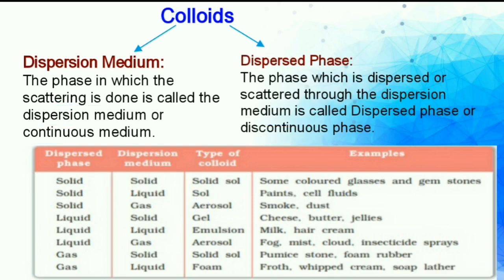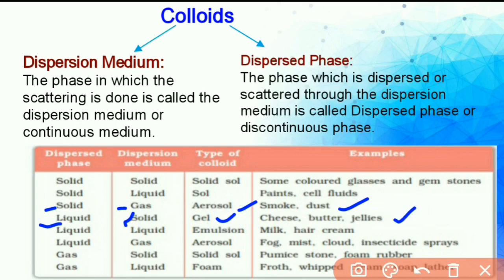Next, when the dispersed phase is solid and the dispersion medium is gas, the colloidal system is called aerosol. Examples are smoke and dust. When the dispersed phase is liquid and the dispersion medium is solid, the system is called gel. Examples are cheese, butter and jellies. When the dispersion medium and dispersed phase are both liquid, the system is an emulsion. Examples are milk and hair cream.